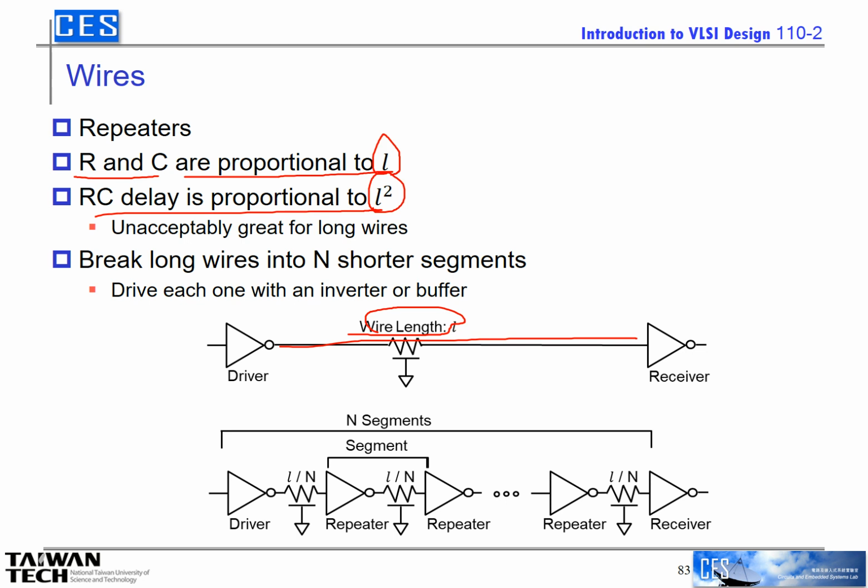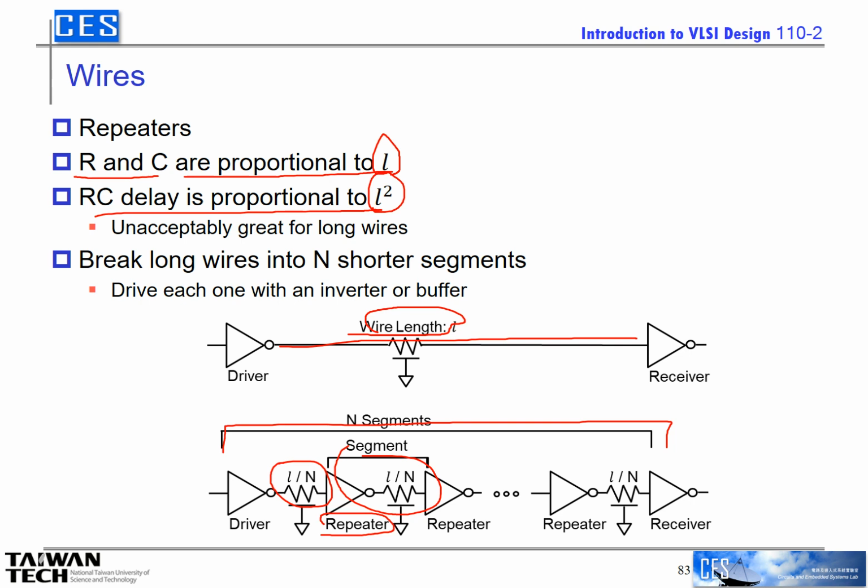Okay, so then what we can do is break the long wire into n shorter segments. So for example, in the bottom, we just break the long wire into n segments. And we drive each one with a signal amplifier, which we call the repeater, to control the attenuation or the delay of the signal.